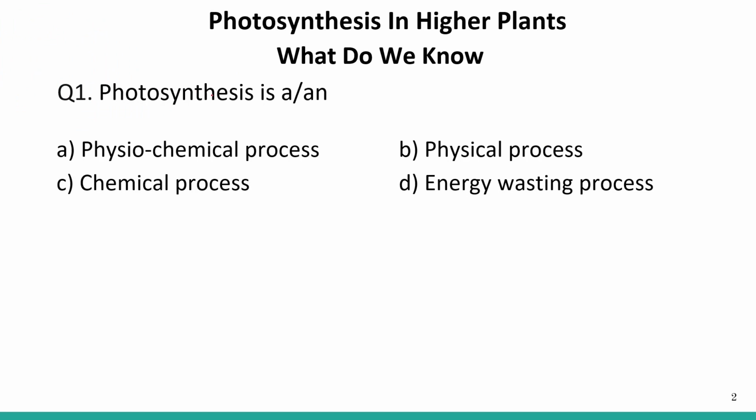So here they are asking: photosynthesis is option A, a physicochemical process; option B, a physical process; option C, a chemical process; and the fourth option is an energy wasting process. Let's talk about option A, physicochemical process. What happens during photosynthesis? The light energy is converted into what? Chemical energy.